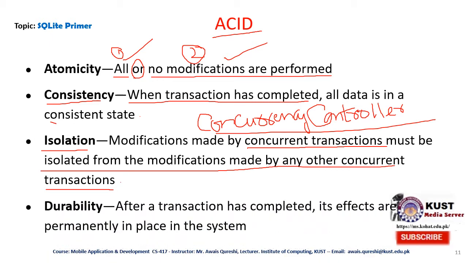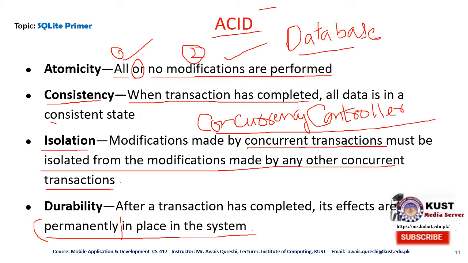And the last one is durability. After a transaction has completed, its effects are permanently in place in the system. This means that the data is consistent and the effects are permanent. The data is permanently stored in the database. So this is a very important concept in a database management system, which is called the ACID theorem. This is a very important concept in database management theory.